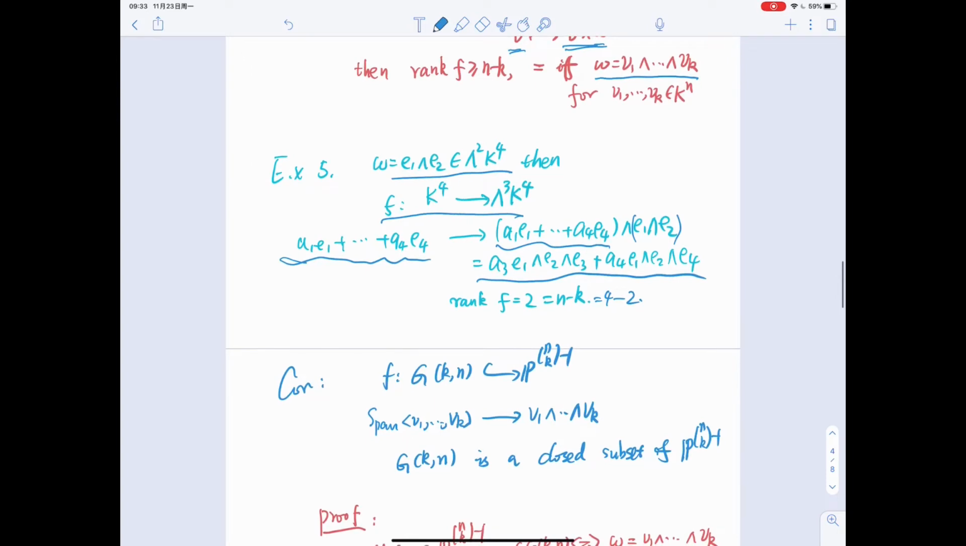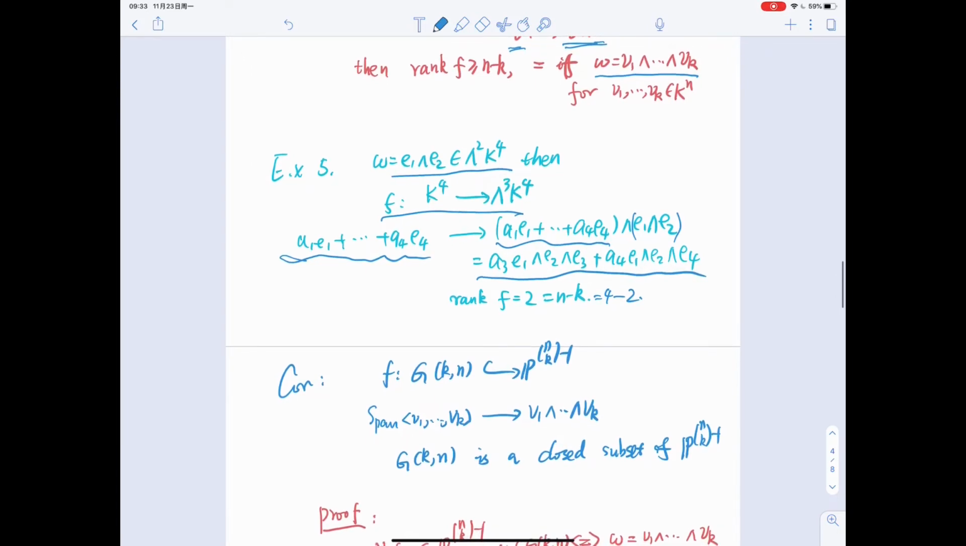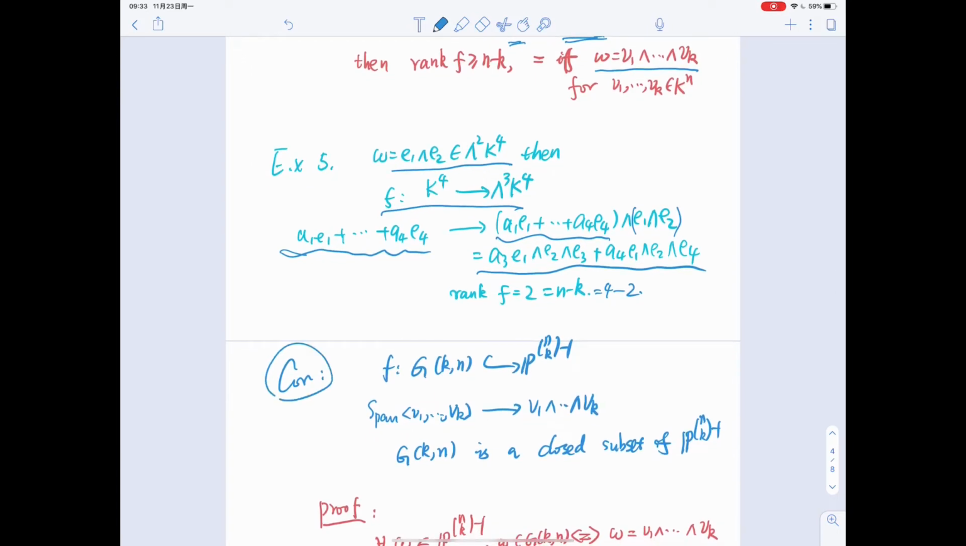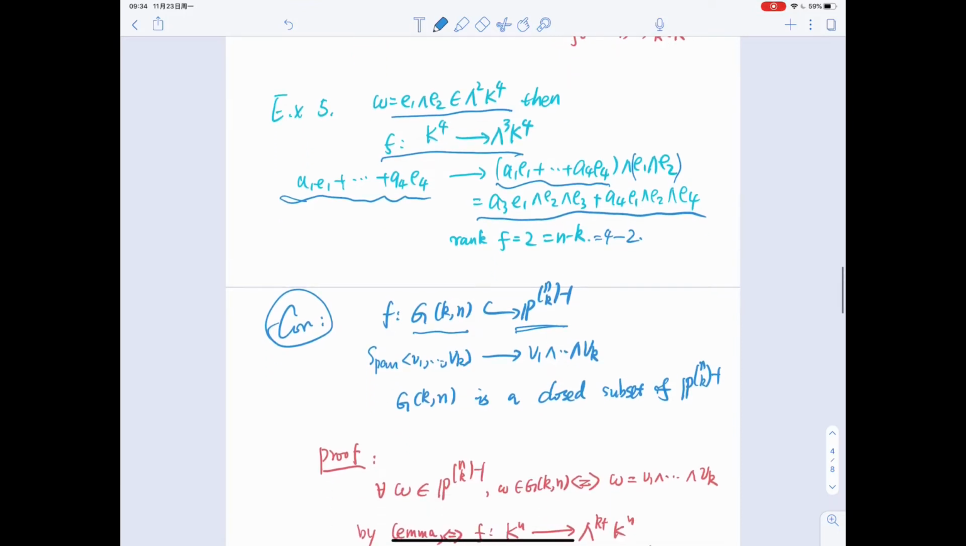And the corollary of this lemma is: if F is a Plücker embedding from G(k,n) to the projective space, then the Grassmannian is a closed subset of P^(n choose k minus 1). In particular, it is a projective variety. And here's our proof.